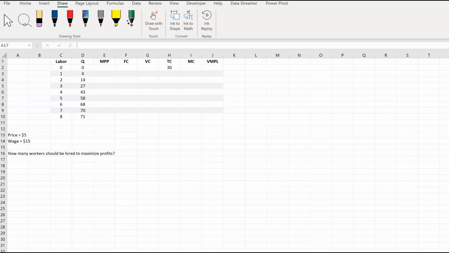And what I've done here is I've given you the number of workers, and output, how output changes as we hire more workers. What you need to do is figure out the workers' MPP, productivity, and then all of the costs, and then the value of marginal product of labor. Sometimes this is just also called MRP. So this right here is also MRP. Okay? So let me just erase that.